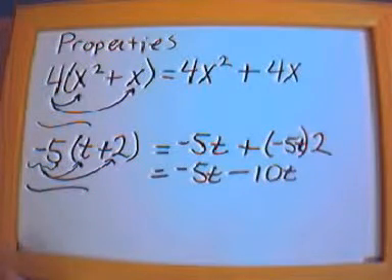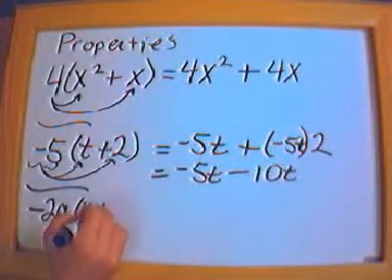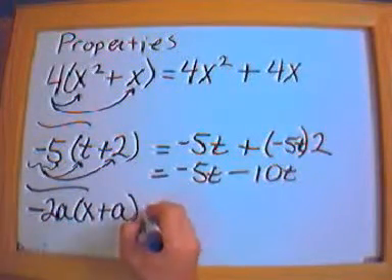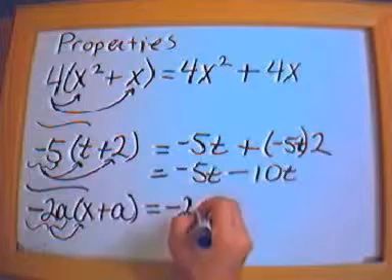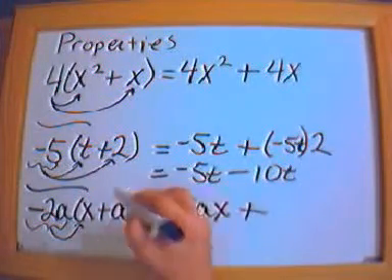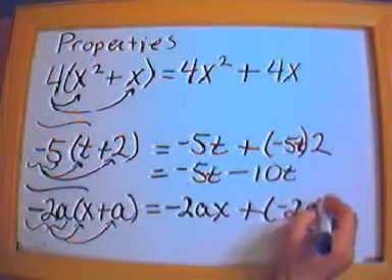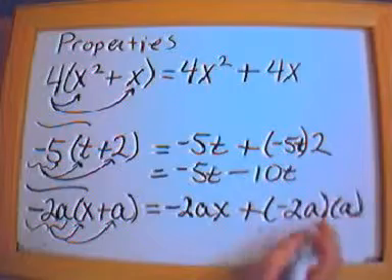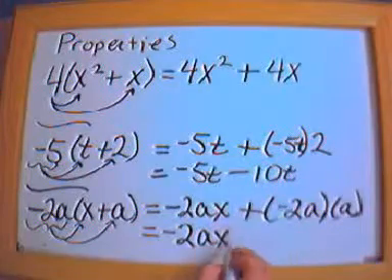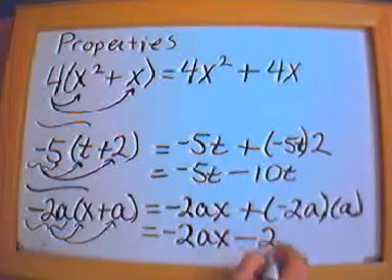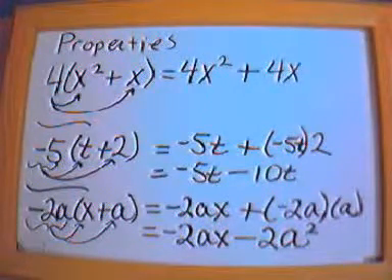Now let's say I have minus 2a times (x plus a). This whole term multiplied into the first thing is minus 2ax, plus, because I have a plus here, and then this multiplied here is minus 2a times a, which is minus 2ax plus a negative gives me just a negative 2, and then a times a is simply a squared, and that's the answer.